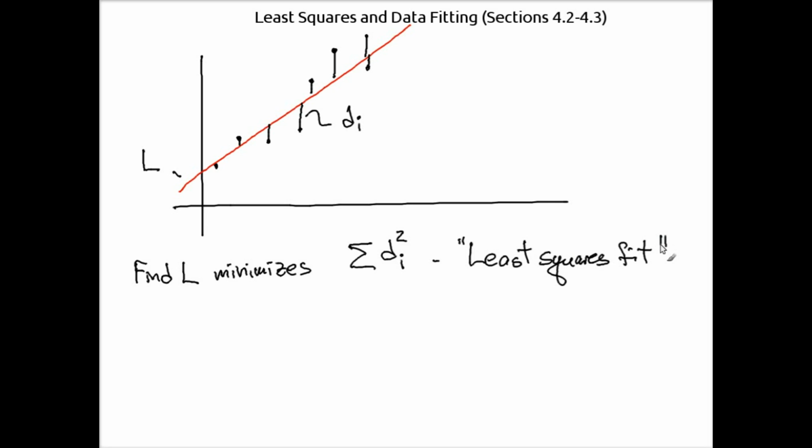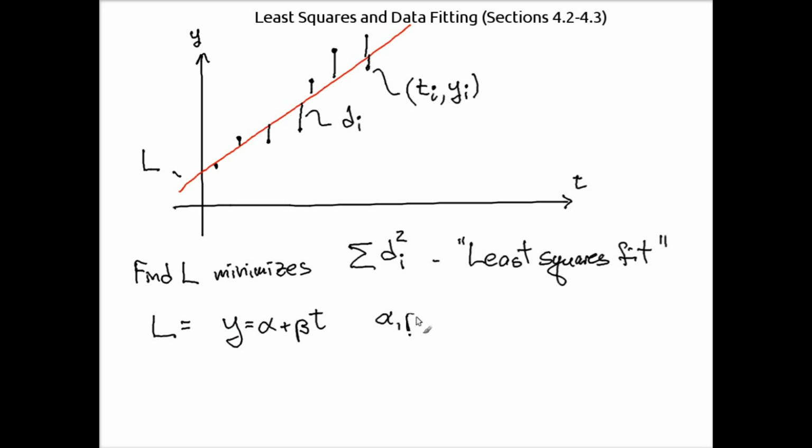What I'm going to do now is show how to calculate this using the techniques we were just talking about. So I need a little bit of notation. I'm going to call this the t-axis and this the y-axis. And I'm going to suppose that these points are each a pair (ti, yi). And this L that I'm looking for is some line given by y equals alpha plus beta t, where alpha and beta are to be determined.